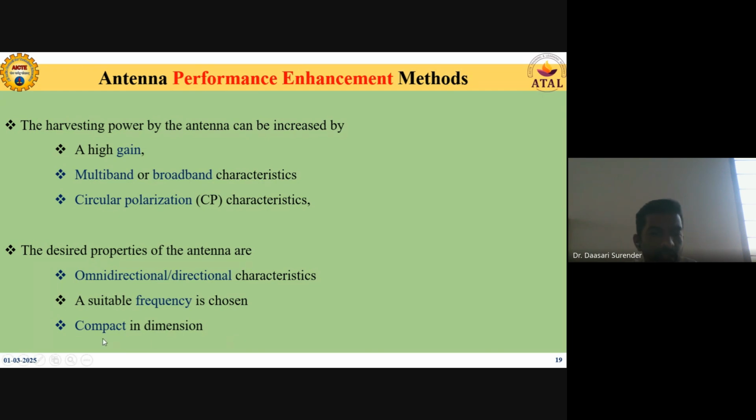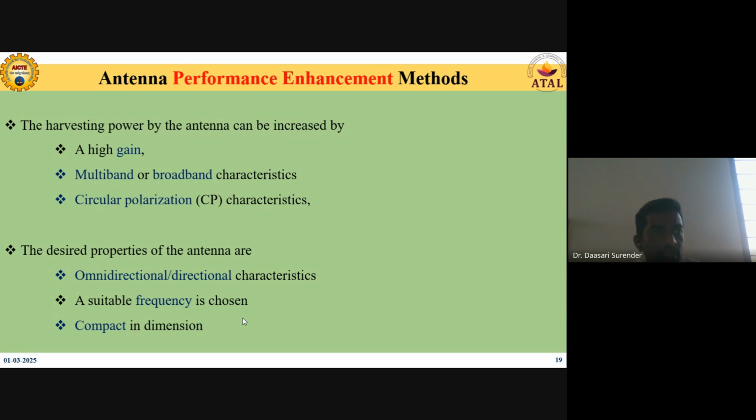And the desired properties of the antenna are omnidirectional characteristics and directional characteristics. When we are highlighting an RF energy harvesting system, the omnidirectional characteristics are important, because the omnidirectional antenna can receive energy from any direction around that antenna. That is because in RF energy harvesting, the transmitting antenna is unknown to the receiver. So in that case, the receiving antenna with omnidirectional characteristics helps to receive energy from any direction. So that is the important thing.